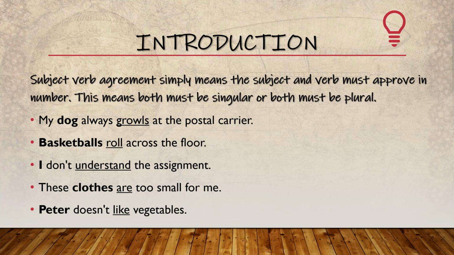Peter doesn't like vegetables. Now, if you look closely, the subject in the first sentence is my dog, and the verb used is growls. In the second sentence, basketballs is the subject, and roll is the verb. In the third one, I is the subject, and understand is the verb. Similarly, these clothes and Peter are the subjects in the fourth and the fifth sentences respectively, whereas are and like are verbs in the same.